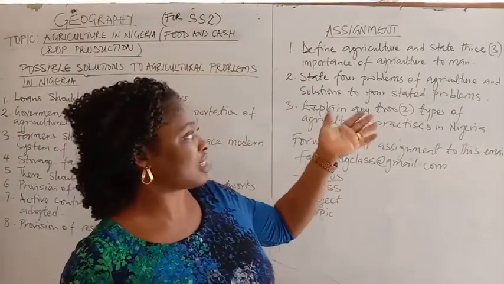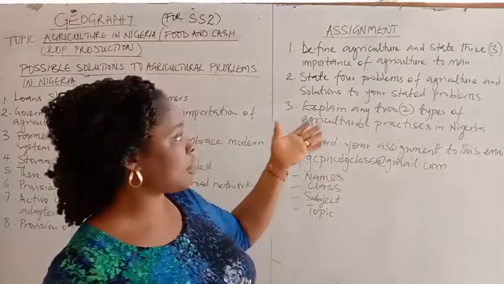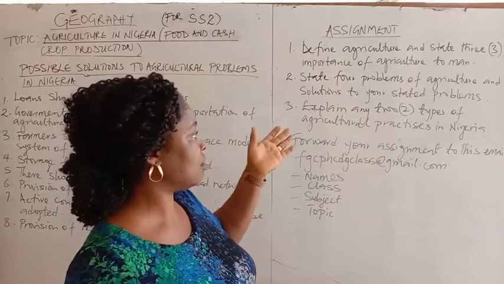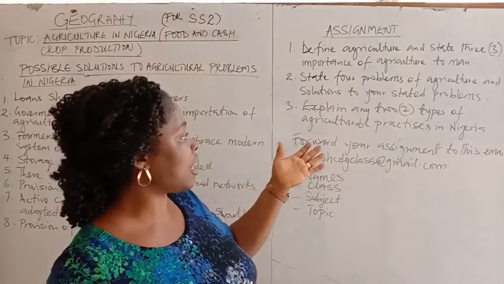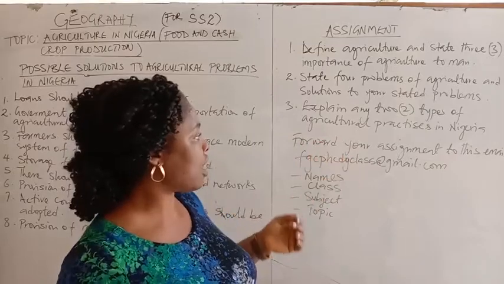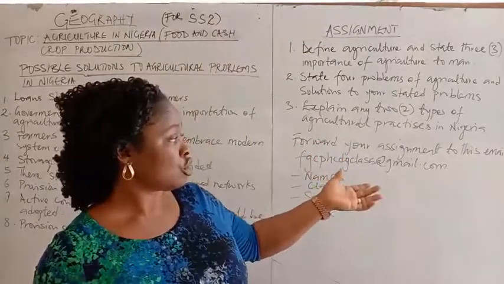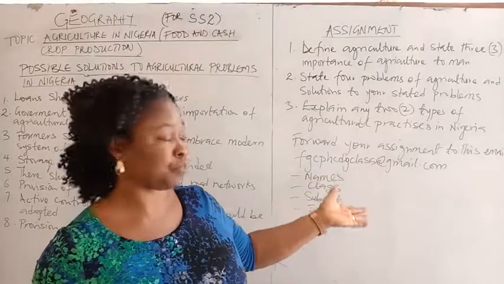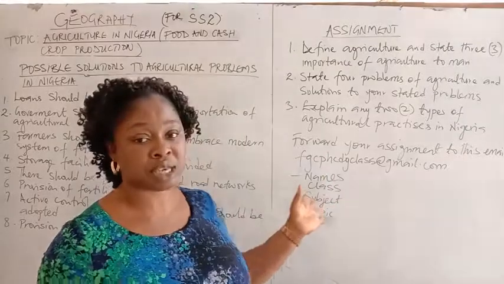Define agriculture and state 3 importance of agriculture to man. State 4 problems of agriculture and solutions to your stated problems. Explain any 2 types of agricultural practices in Nigeria. Forward the assignment to the email below, indicating your name, your class, your subject and topic.